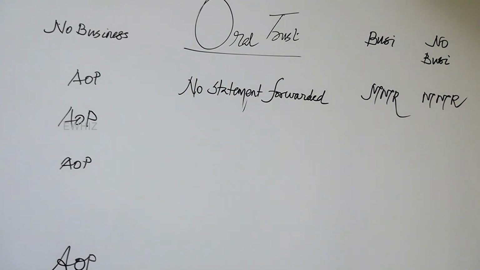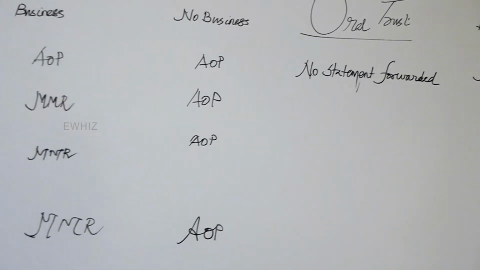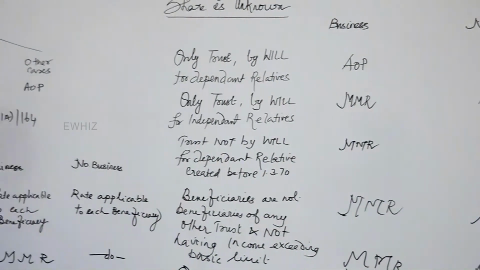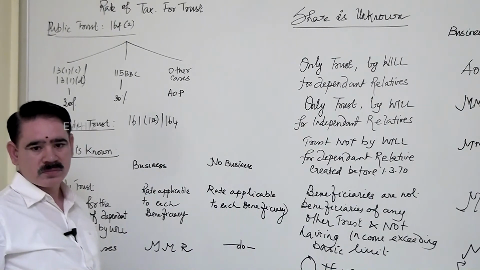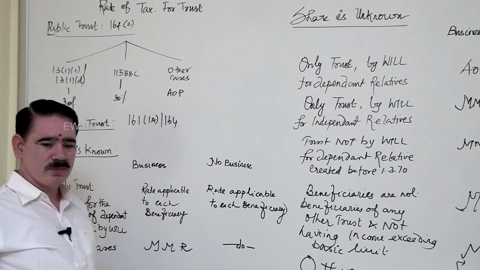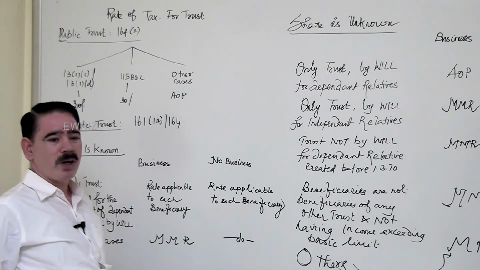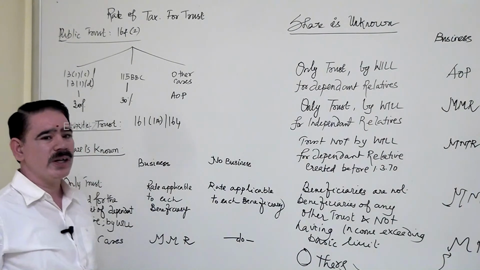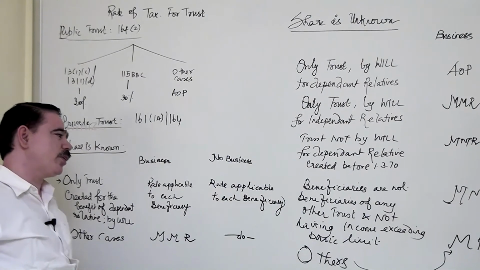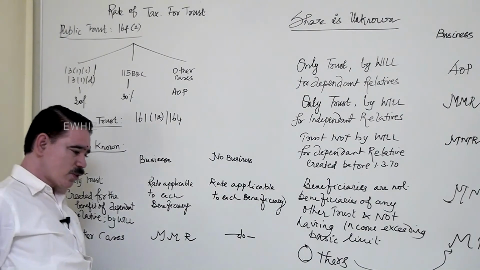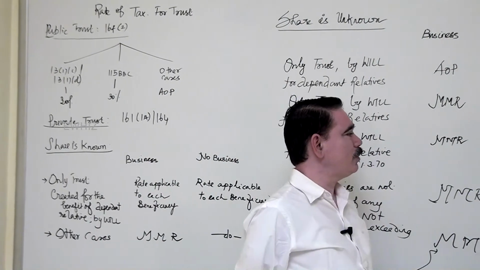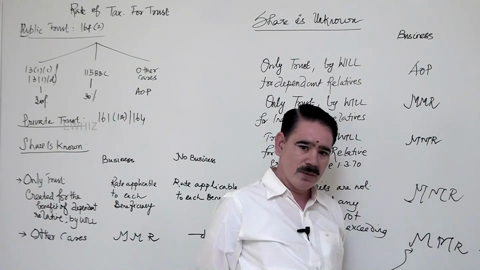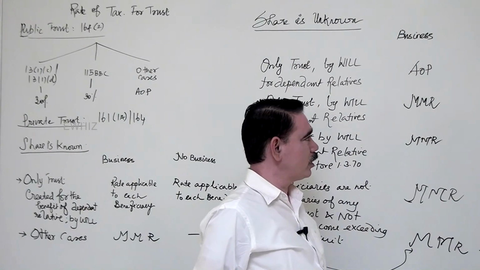Where share is known, the rate attributable to each beneficiary applies. Exception, where you have a business, MMR. Even in business, if the share is known, MMR will not come if the trust is the only trust created by will for the dependent relatives of the settlor. Where the share is not known, generally, where business is there, MMR will come. Business is not there, AOP will come.